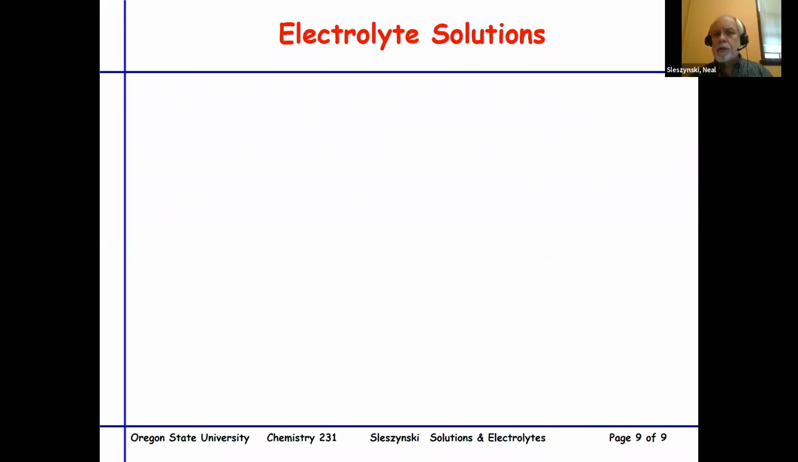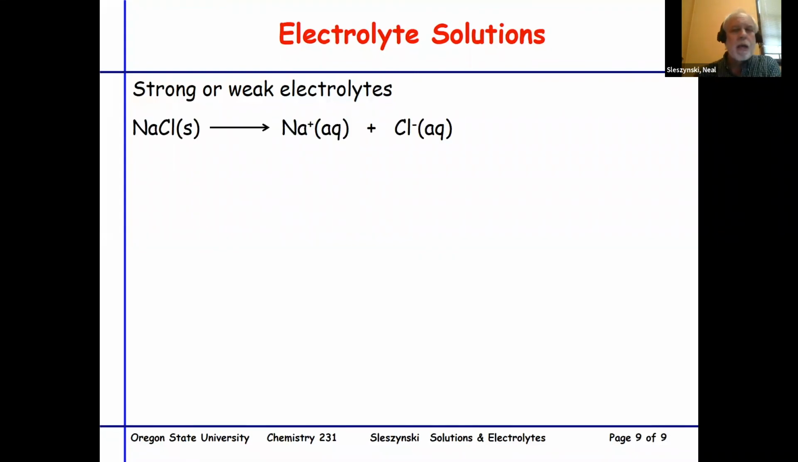Finally, let's take a minute to address the concept of electrolyte solutions. When we talk about electrolyte solutions, we talk about strong electrolytes or weak electrolytes. Well, let's start off with an example of a strong electrolyte. If we take sodium chloride solid and we dissolve that in solution, we end up with sodium ions and chloride ions. In fact, if we take 1 mole of sodium chloride and dissolve it in a liter of solution, we will get 1 mole of sodium ions and 1 mole of chloride ions. It will be completely soluble.